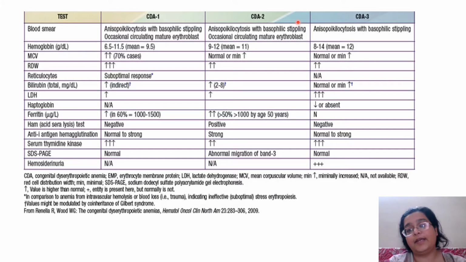Then if you send a peripheral smear and you get a picture with dyserythropoiesis and extreme megaloblastic anemia like features, then you have to think of could it be CDA before you think of B12? Because you have given him hematinics. In India, B12 and iron deficiency is very common. So you have given him the treatment, he or she is not responding to the treatment, so it has to be something more than this.